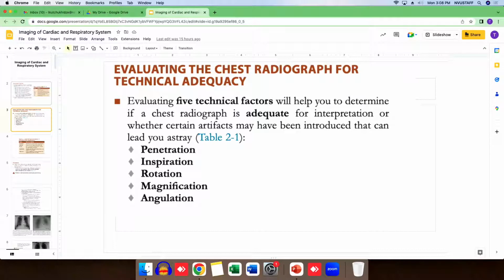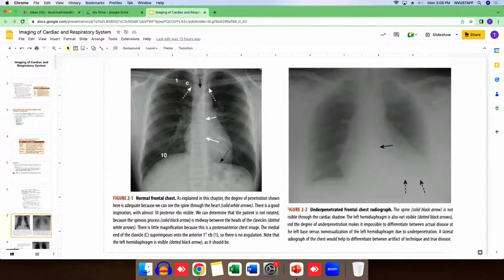Despite knowing those 5 densities, we also should evaluate our chest X-ray with 5 technical factors, and they help us to adequately interpret our chest X-ray. These are penetration, inspiration, rotation, magnification, and angulation. Whenever we are checking the X-ray, we are checking what kind of structures are there by the color, and of course whether penetration, rotation, angulation, everything is clear, and we will discuss that right now.